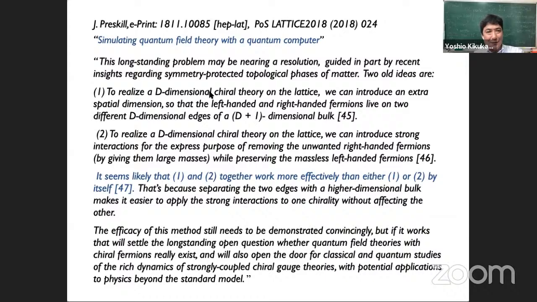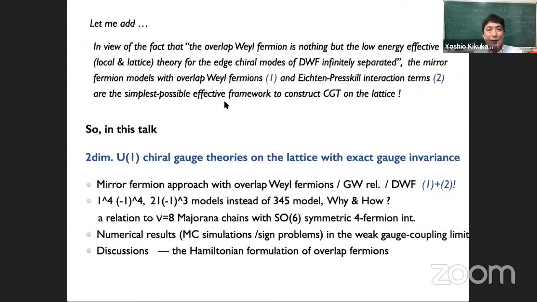So this is the comment John Preskill gave in his write-up of the lattice conference. And let me add some to this comment. In view of the fact that overlap fermion is nothing but the low energy effective local lattice theory for the edge chiral model of domain wall fermion, infinitely separated, the mirror fermion model with overlap fermion and the Eichten-Preskill interaction term are the simplest possible effective framework to construct chiral gauge theory on the lattice, or to demonstrate that the formulation works indeed.